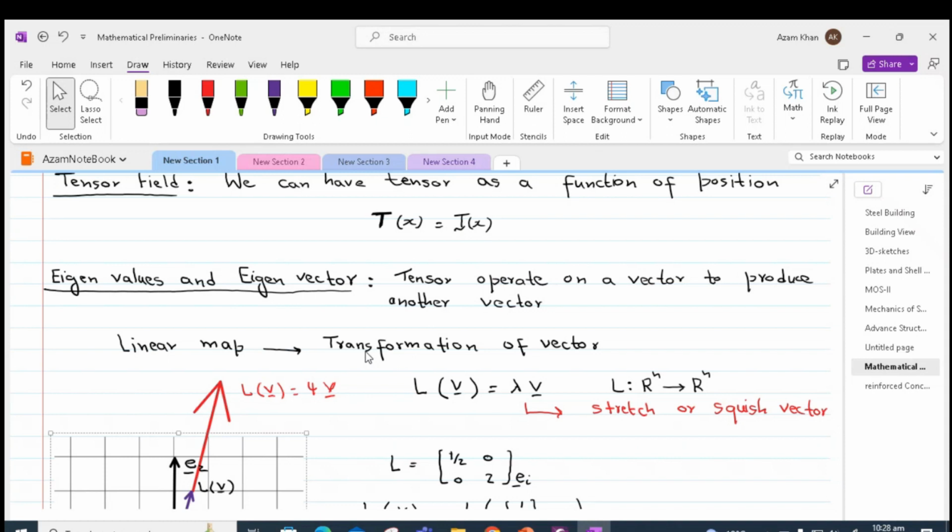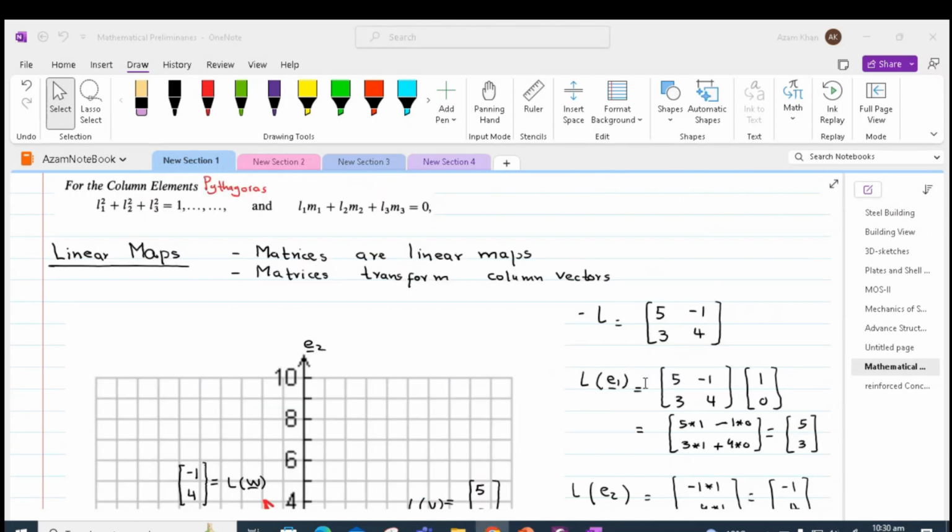Eigenvalues and eigenvectors are fundamental concepts in linear algebra, and that's why they are often used in structure mechanics and dynamics. These are associated with square matrices. Square matrices are those matrices whose rows and columns are equal. In order to understand eigenvalues and eigenvectors deeply, it is important to refresh our memories about linear maps.